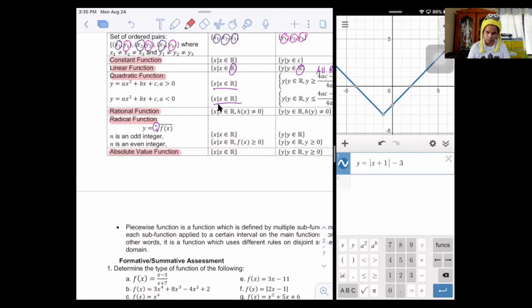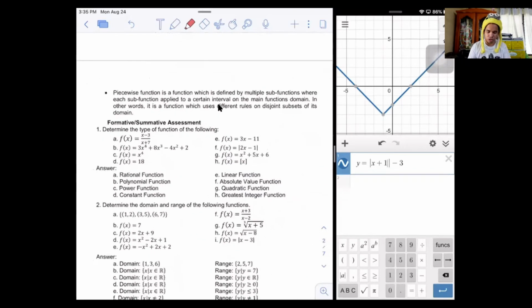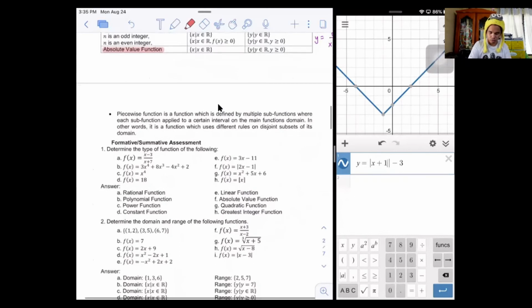Okay? Now, piecewise function is a function which is defined by multiple subfunctions, where each subfunction applies to a certain interval of the main function's domain. So in short, complicated siya nga function. Pwede nga kani nga domain, linear function, kani nga domain, quadratic, kani din nga specific domain is radical.